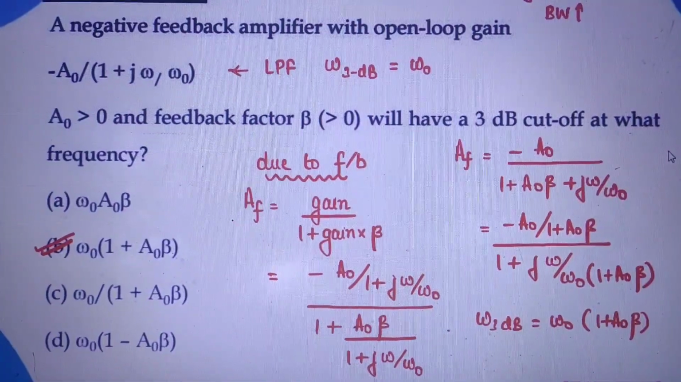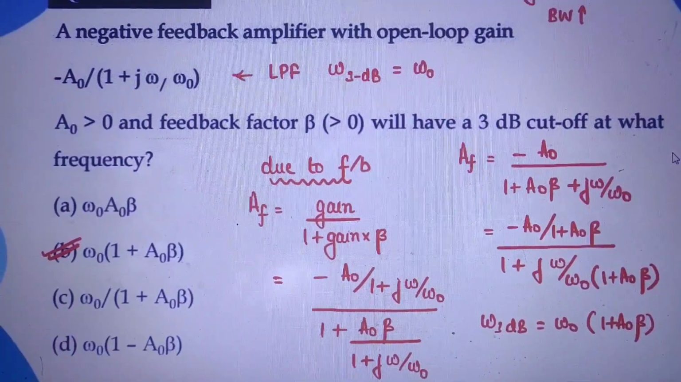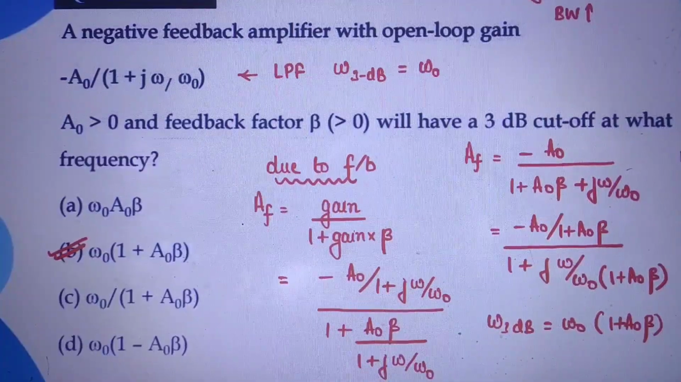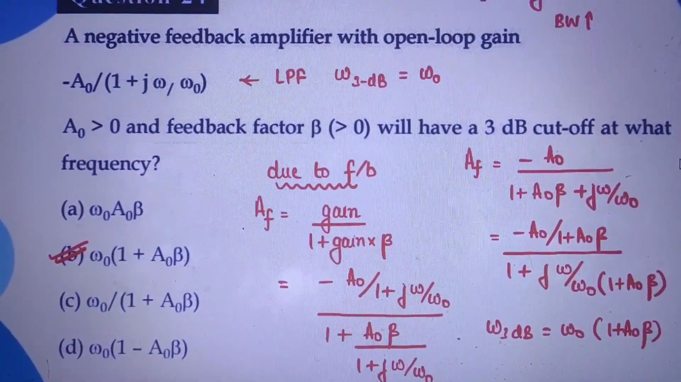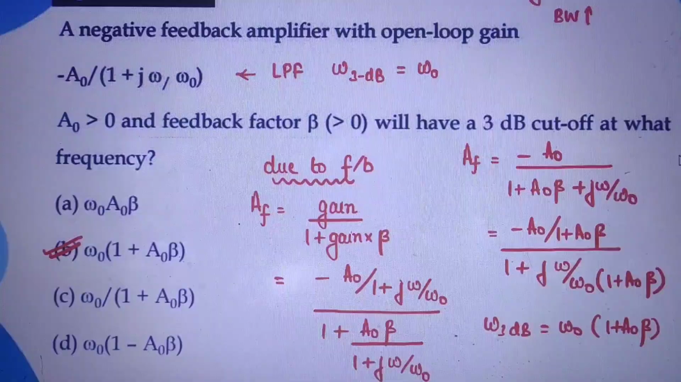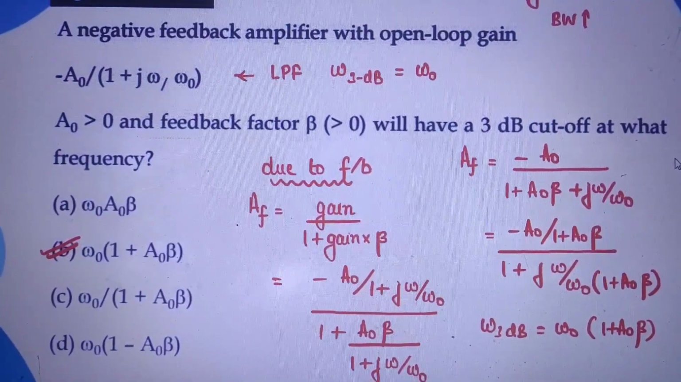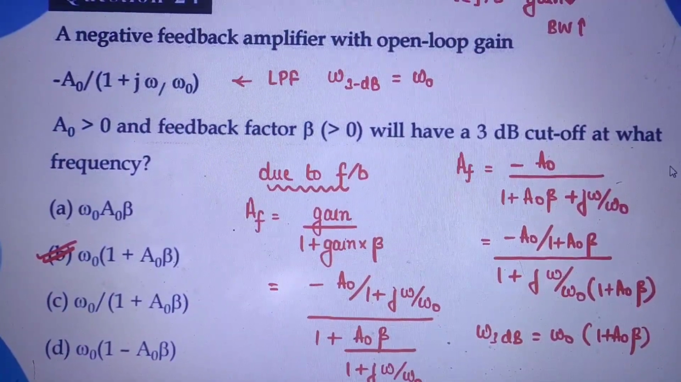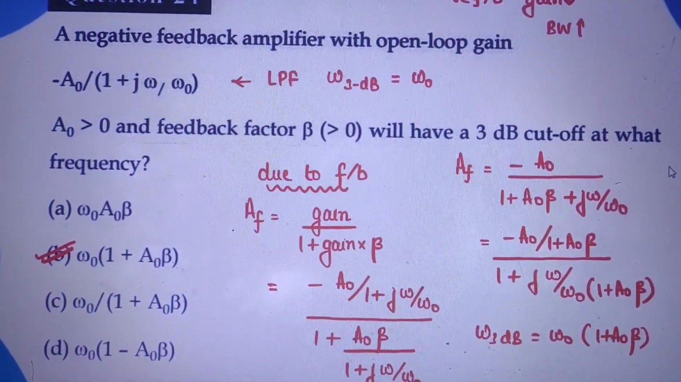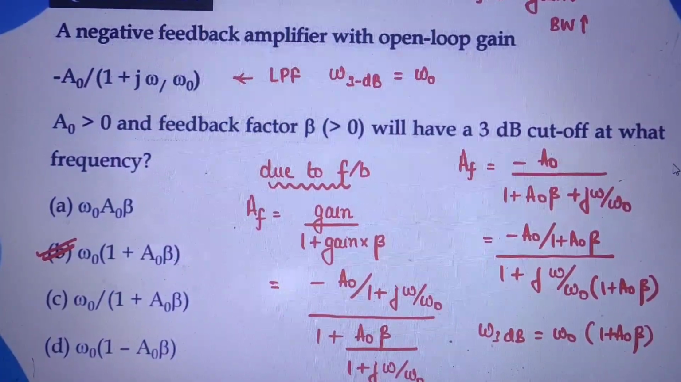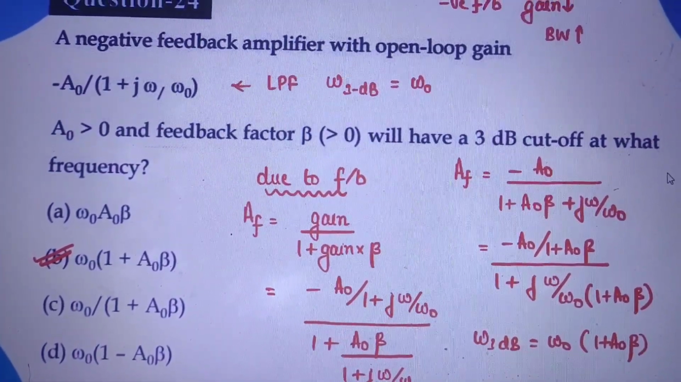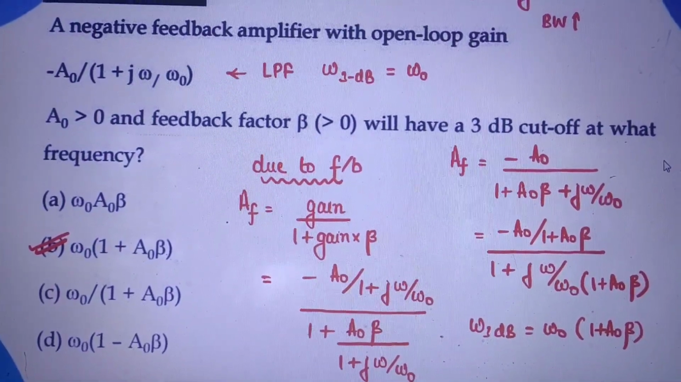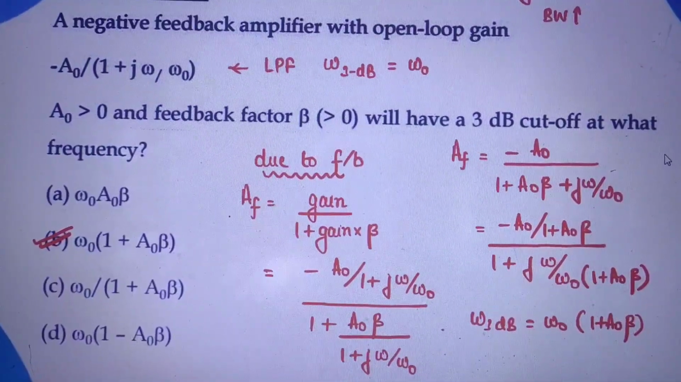In a negative feedback amplifier with open loop gain minus A0 by 1 plus j omega by omega naught, where A0 is greater than 0 and beta, the feedback factor, is also greater than 0, what is the 3 decibel cutoff frequency? Directly remember, omega at 3 decibel frequency is omega naught into 1 plus A0 beta. It is multiplied with omega naught, so overall omega increases. So the 3 decibel cutoff frequency omega is equal to omega naught into 1 plus A0 beta.